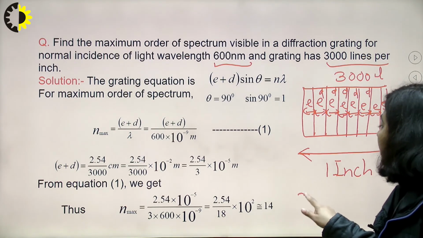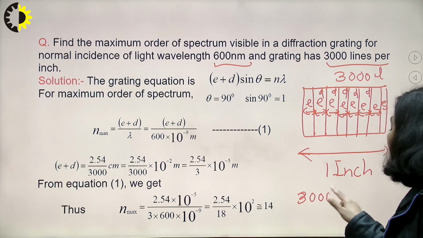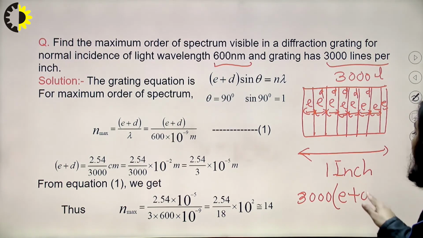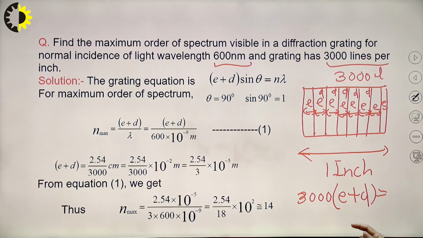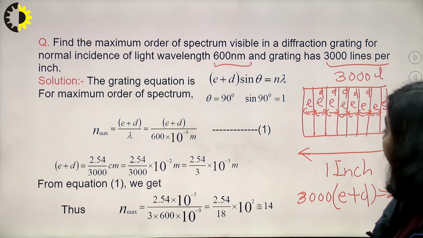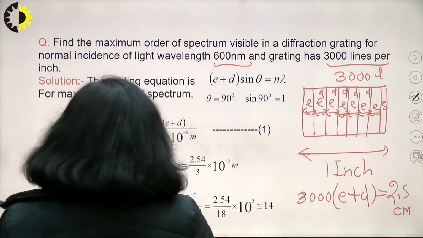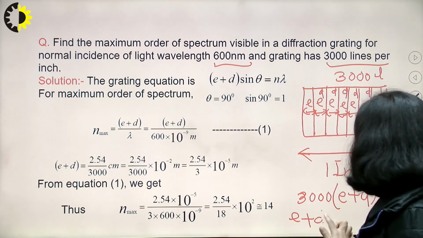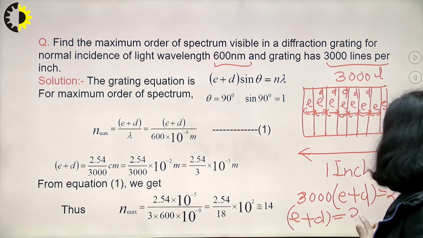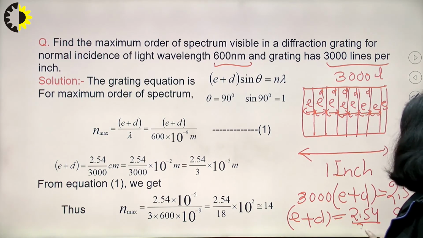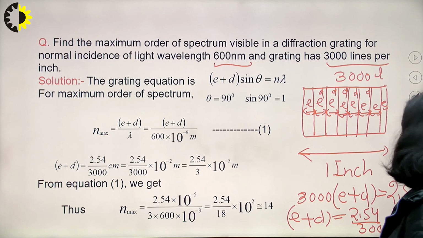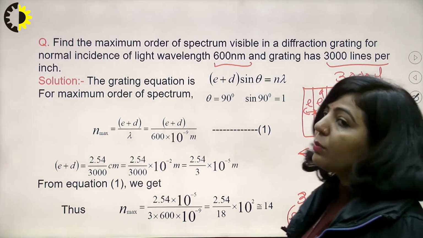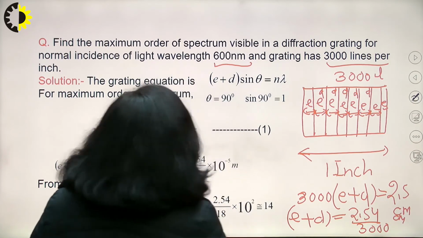So 3000 times E plus 3000 times D will be your 1 inch, and you know 1 inch in centimeter is 2.54 centimeter. So from this simple expression we get the grating element, which is 2.54 upon 3000. This is our grating element, right? So what do we have to calculate? We have to calculate the maximum possible order.